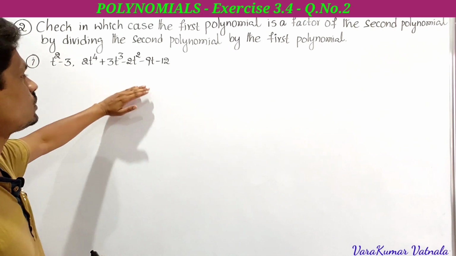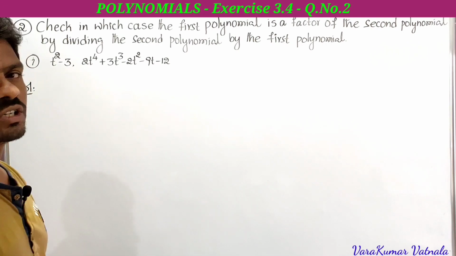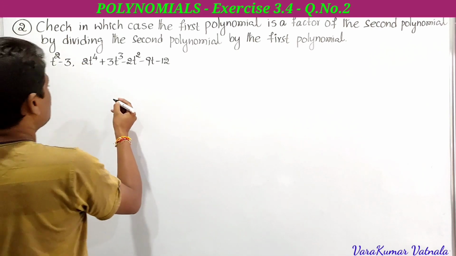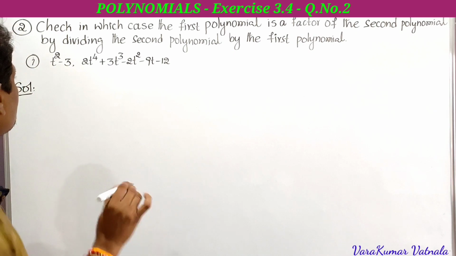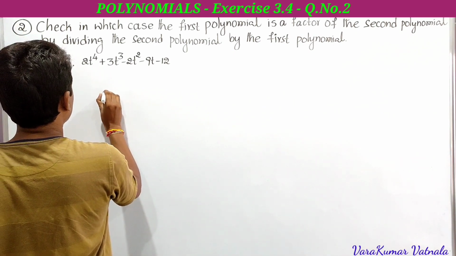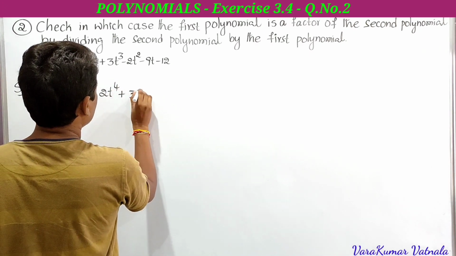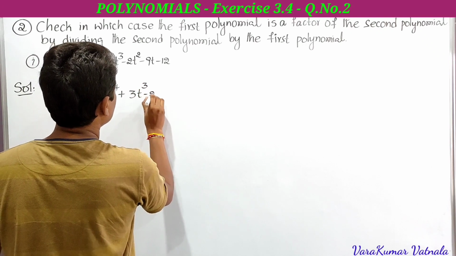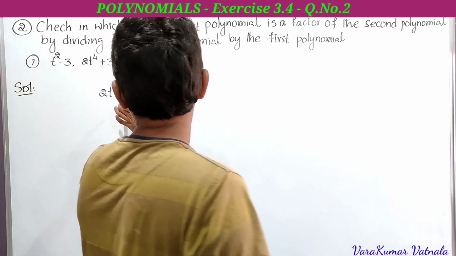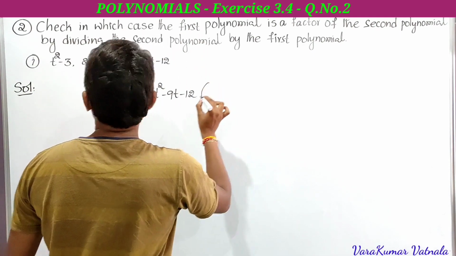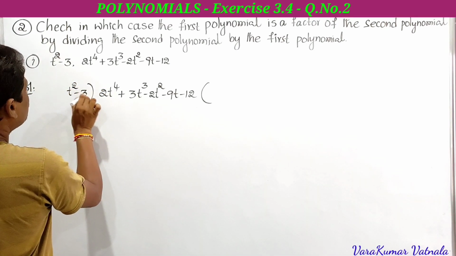So you have to follow the steps. If you follow the steps, you can do it very easily. First you have to understand how I am doing the division. See here, first we have to write the given two polynomials in their standard form. Write the second polynomial as the dividend: 2t to the power 4 plus 3t cube minus 2t square minus 9t minus 12. It is the dividend. Next, t square minus 3 is the divisor.